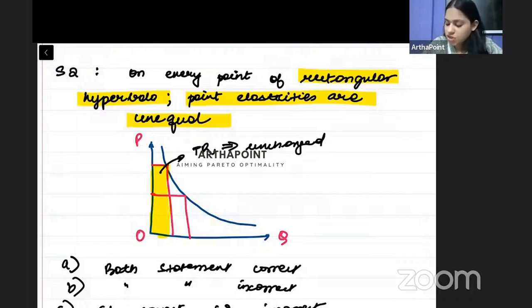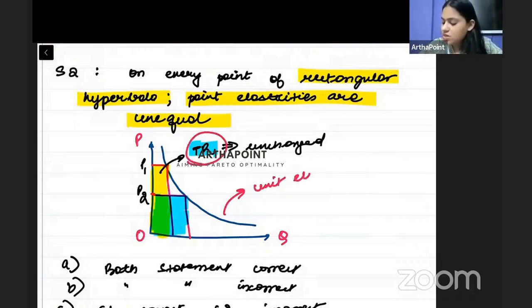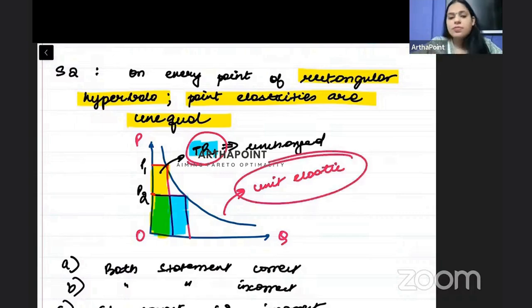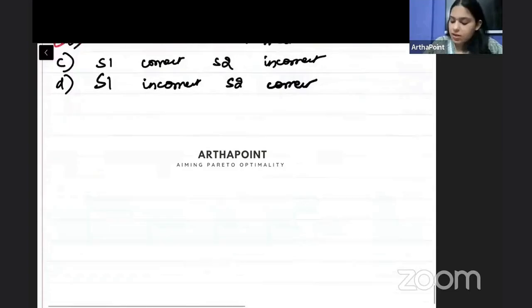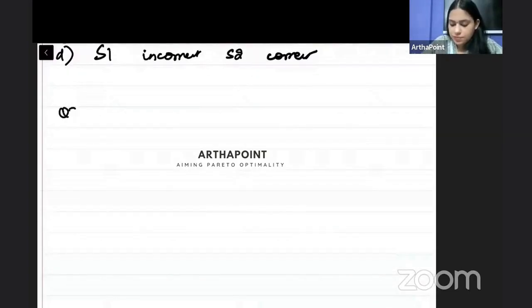सो इफ जब प्राइस P1 से P2 पे गया एंड इफ द टोटल रेवेन्यू इज अनचेंज्ड, तो मतलब वी हैव यूनिट इलास्टिसिटी. तो द प्रॉपर्टी ऑफ रेक्टेंगुलर हाइपरबोला इज दैट एट ऑल पॉइंट्स यू हैव यूनिट इलास्टिक डिमांड. So we can go ahead and say that both the statements are incorrect. दोनों ही statements incorrect होंगी. Right, beta. Next question, all of you.